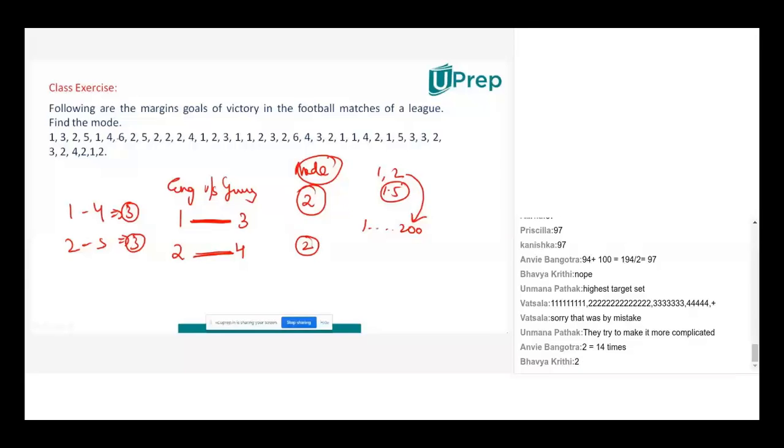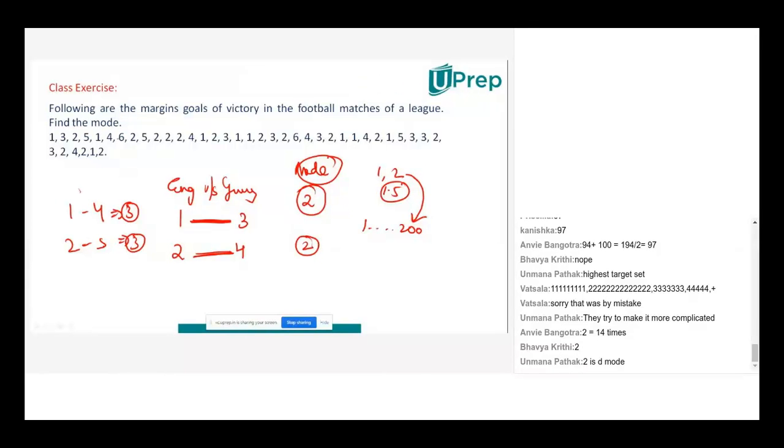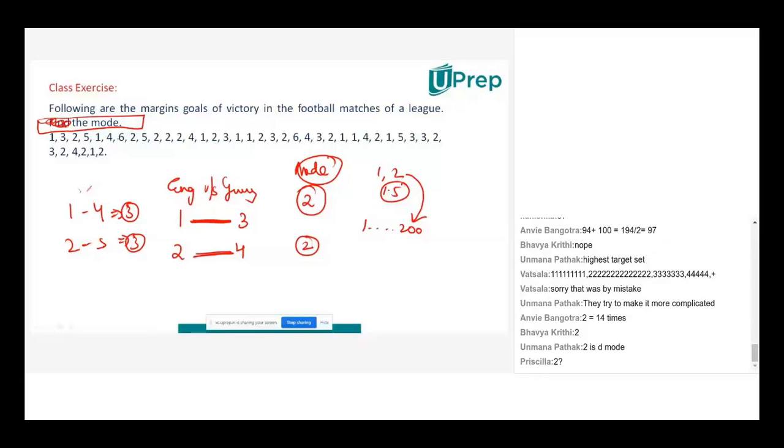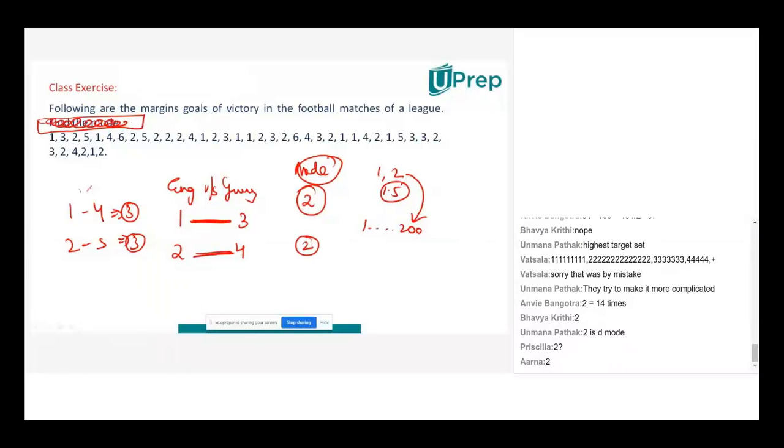Look, if the question was as simple as this, find the mode, that is very easy. But say I remove this. I said this is not this. Then I say, following are the margin goals of victory. Find the repetitive margin goal. Then you would have probably thought a little. What is he asking? Sir, repetitive means the number which repeats. Correct. But what if I remove the word repetitive also?